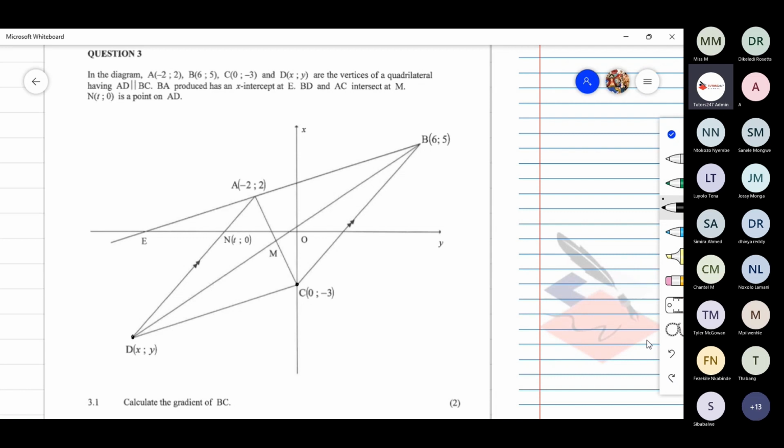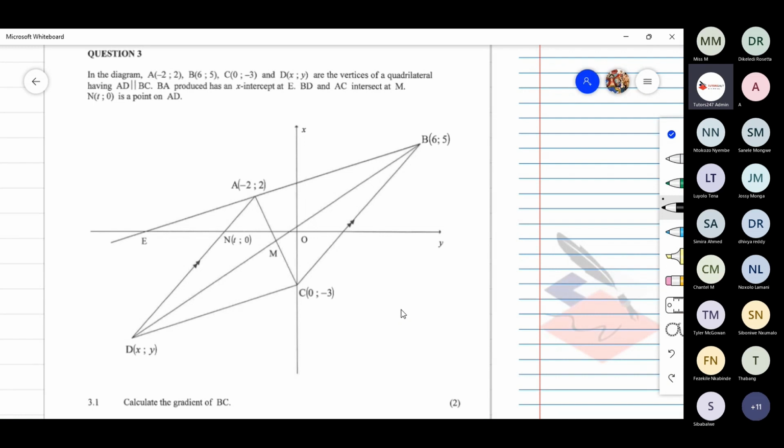Okay, so let us look at our first question. Question 3.1 states, calculate the gradient of BC. So we have multiple methods of calculating gradient. The first and most common method is to use the formula m equals y2 minus y1 over x2 minus x1. That is our most frequently used formula.